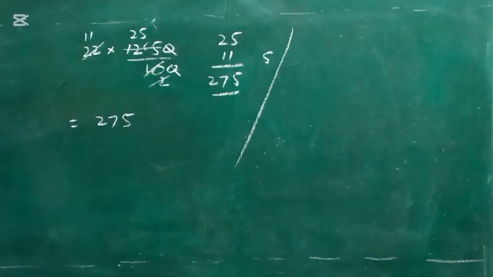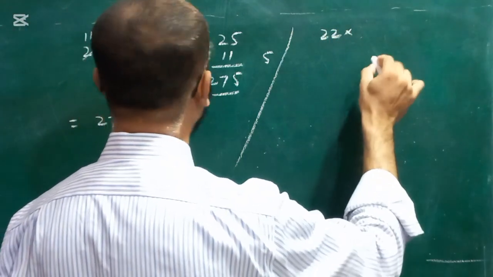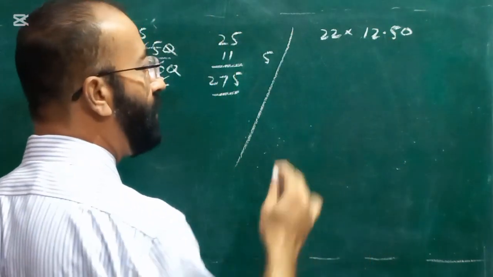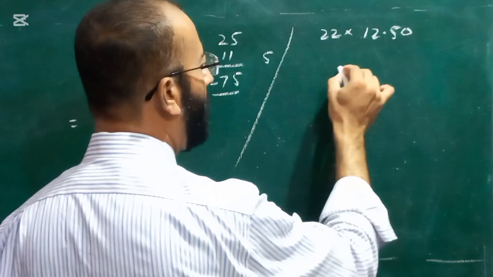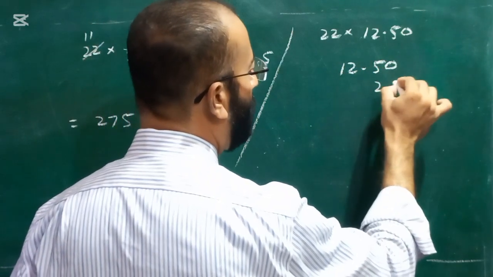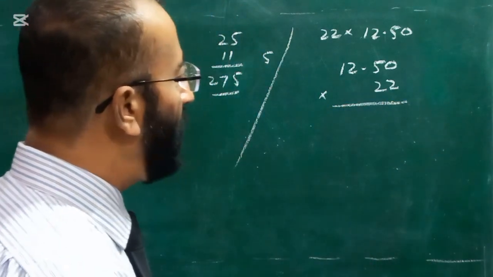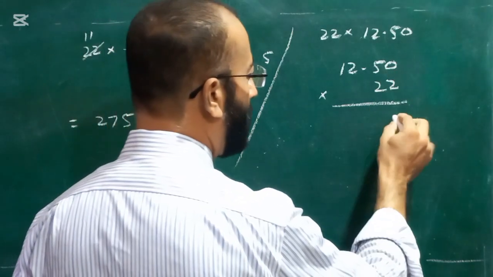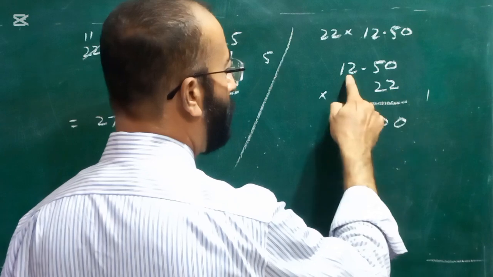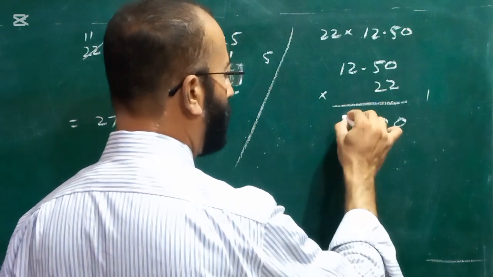Here is another method to solve the question. So 22 multiplied by 12.50 is the value which we people are required to solve. So look now, here is another method. So 12.50 multiplied by 22. So we will multiply in a normal way. Look now, 2 zeros are 0, 2 fives are 10, 1 will be carried, 2 twos are 4, plus 1, 5, 2 ones are 2.